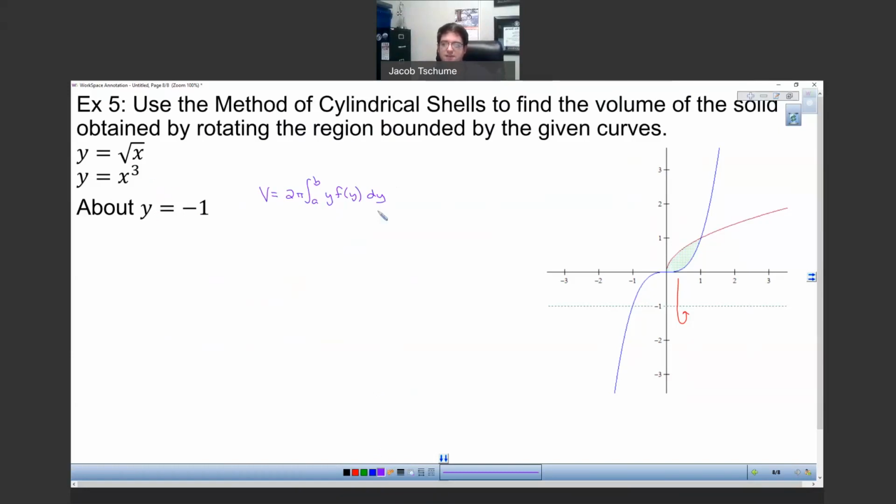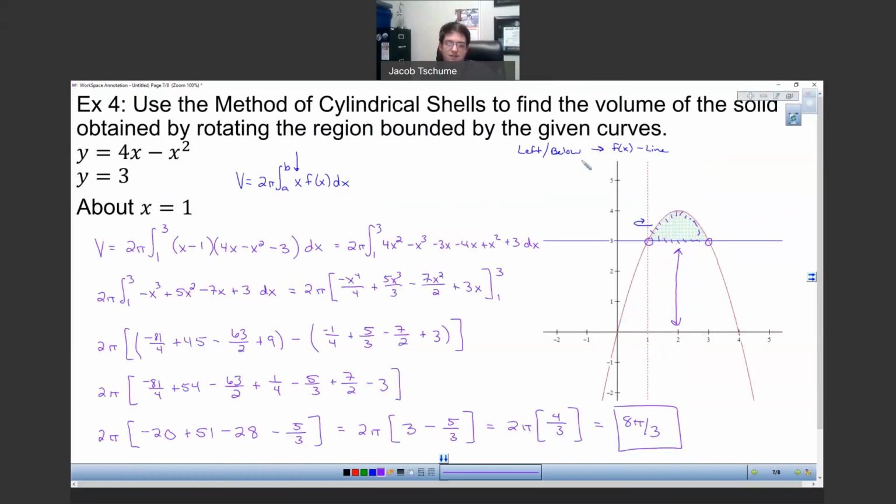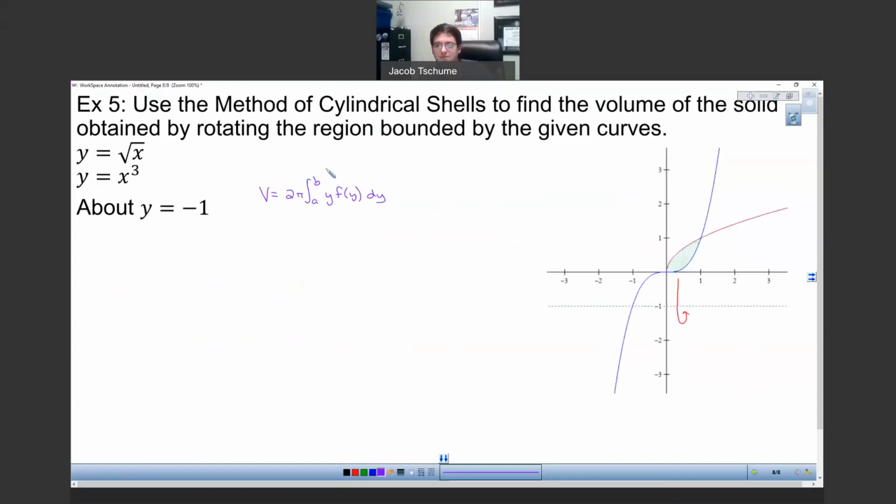Now you've got a few things to deal with here. Number one, you are rotating around a line that is below the region that we just found. That's the exact same thing we just did. When your line's below the region that you're rotating around, you have to do the function minus the line. So that part's going to end up changing.